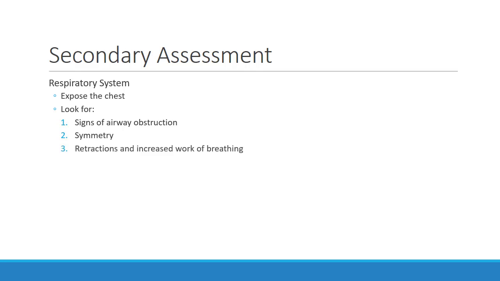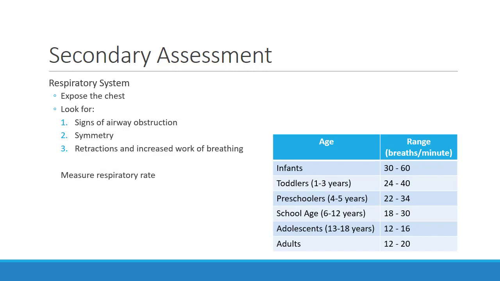We'll look at retractions and increased work of breathing. We're also going to measure our respiratory rate. So here's a chart that shows the ranges of respiratory rates by age. I'm going to start at the bottom with adults, because that's most of what you'll see in our region. We don't see a lot of children, but you do still need to understand what happens with respiratory rates throughout the lifespan.